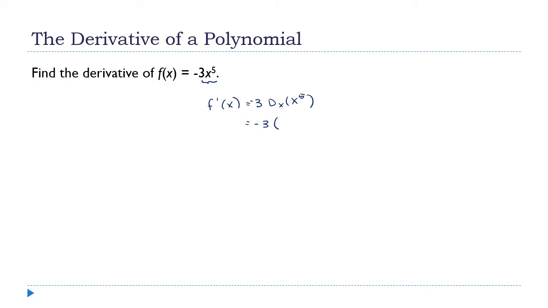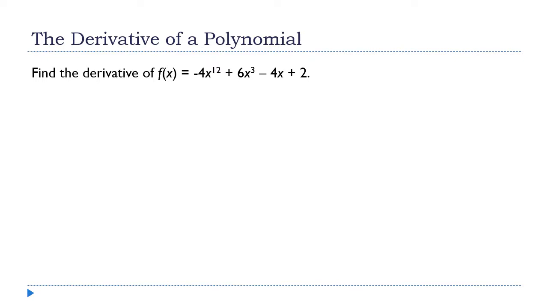We already saw this one. You bring the 5 down in front, and you reduce the exponent by 1. So that's 5x to the fourth. Now just clean it up. Multiply the -3 and the 5. This is -15x to the fourth. And that's it. There's my derivative.